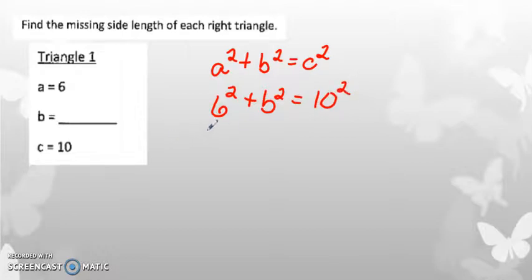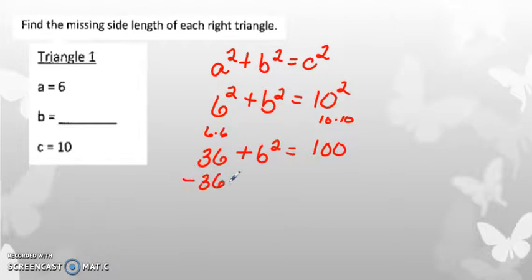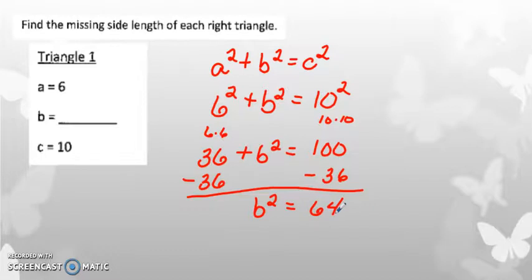6 squared is the same thing as 6 times 6, so that's 36. 10 squared is 10 times 10, that would be 100. We will subtract 36 from each side of the equation. We get b squared will be equal to 64. And the opposite of squaring something is taking the square root. So if I take the square root of 64, we are saying what number times itself equals 64? And our answer would be 8.